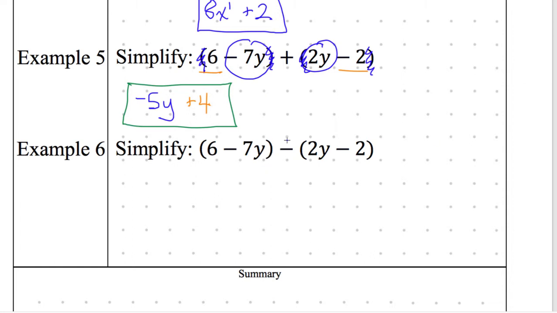Here I go. This negative is going to go into each of these 2 terms. The way that I show that is I change all of them. This negative is now a plus. This plus is now a negative. This negative is now a plus. That is how I show my distribution of a negative.